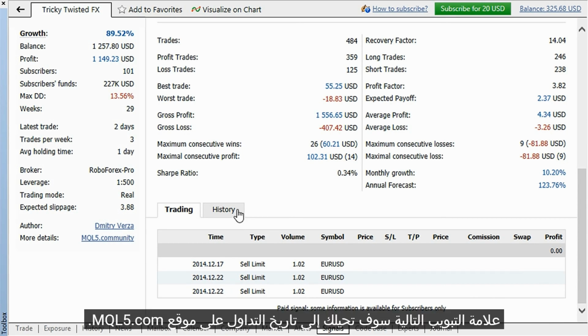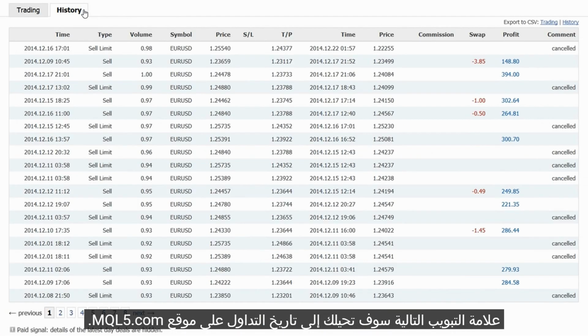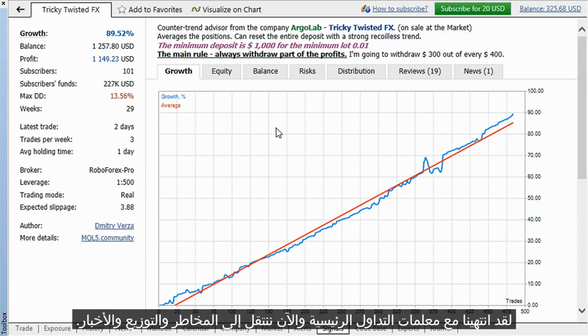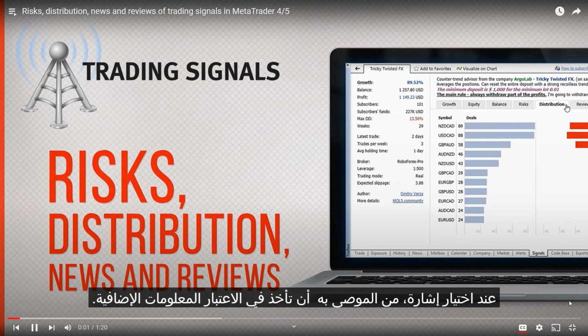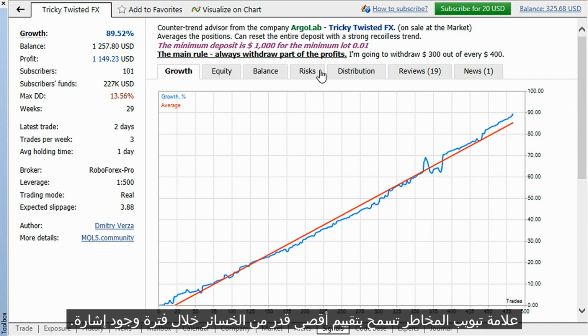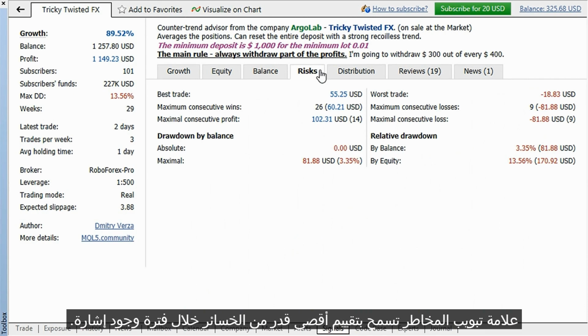The next tab will refer you to the trade history on the MQL5.com website. It can be analyzed on the current page or loaded in the CSV format, followed by processing in other applications. We have finished with the main trade parameters and are now moving on to risks, distribution, reviews, and news. When selecting a signal, it's recommended to consider additional information. The Risks tab allows you to assess maximum losses during the lifetime of a signal.